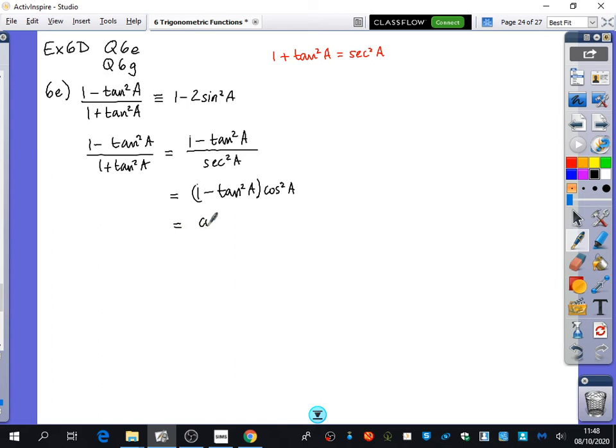So I'll have cos squared A minus tan squared A cos squared A. So that's cos squared A minus, well, instead of writing tan squared A, we're now going to use some of those earlier tips that we had. What was one of the earlier tips that we should do with these questions? Write it in terms of sine and cos. So I'm going to have sine squared A divided by cos squared A times by cos squared A.